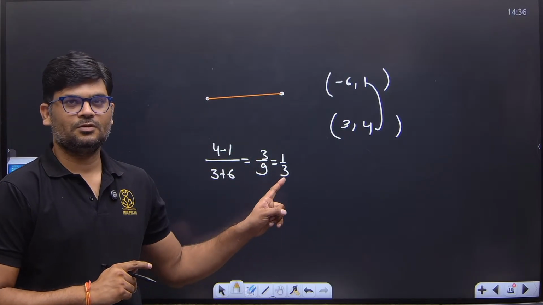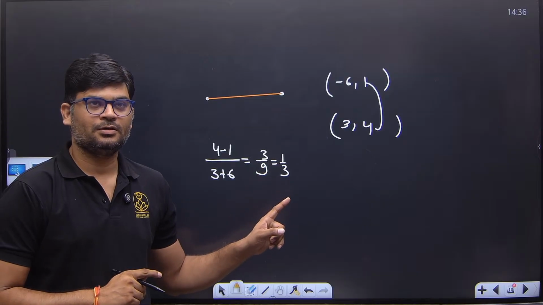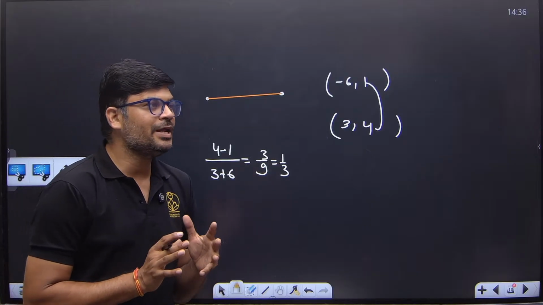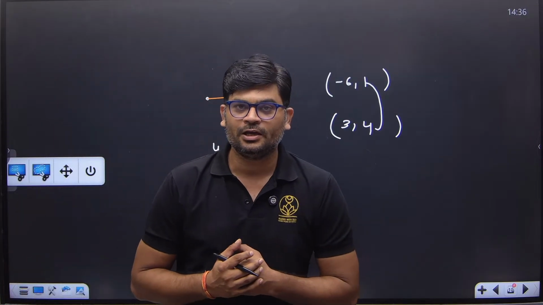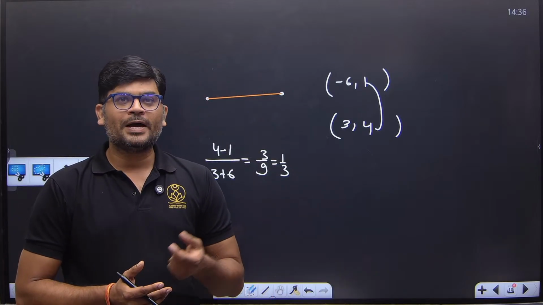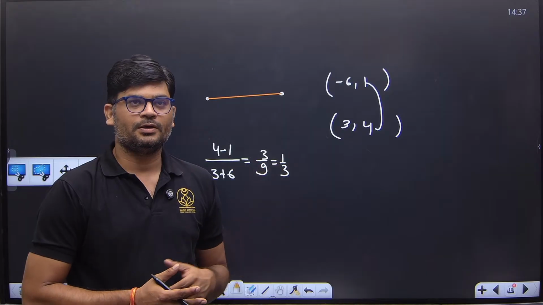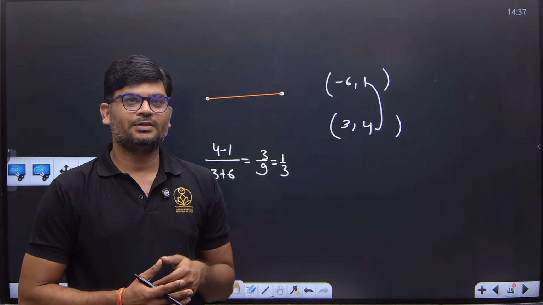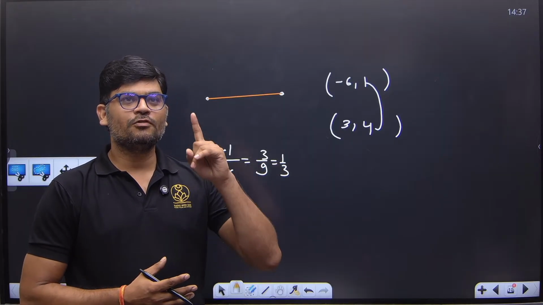What is the slope? 1 by 3. What does 1 by 3 mean? If somebody asks you the meaning of 1 by 3, you can easily understand it in slope form, like I am going to buy 3 chocolates for 1 rupee. That is 1 by 3.